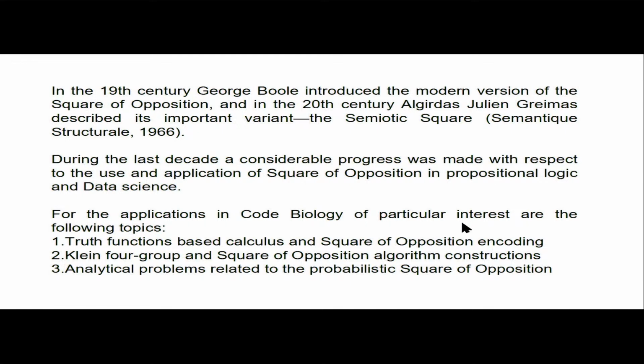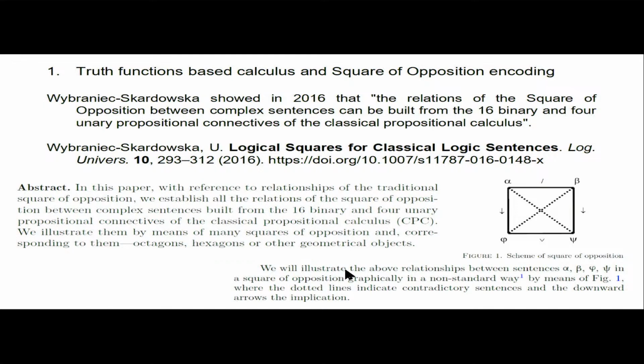So for the application in code biology, of particular interest are the topics of truth function-based calculus with the square, Klein group, manipulation with the square of opposition, constructing algorithms, and analytical problems related to it. So I will just mention a few important highlights in the area.